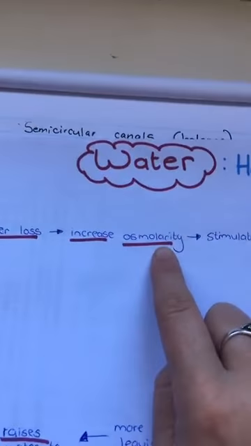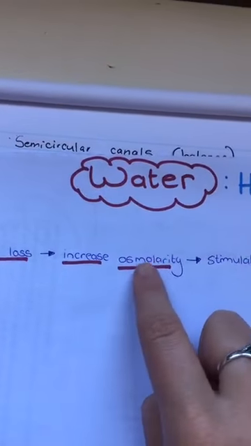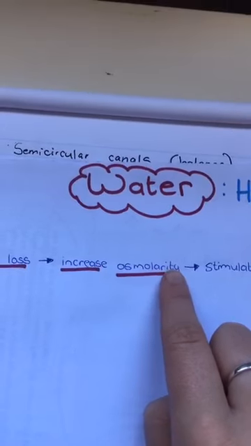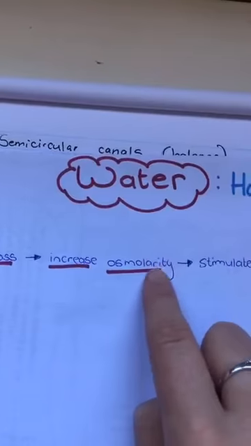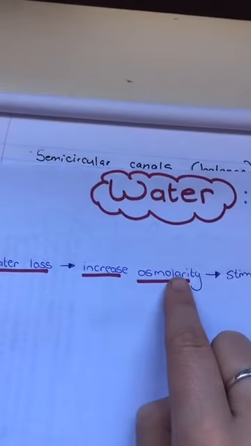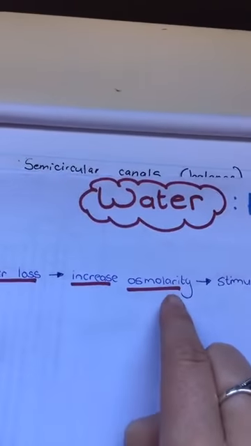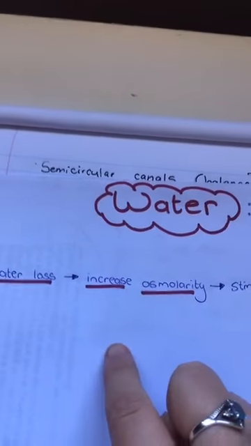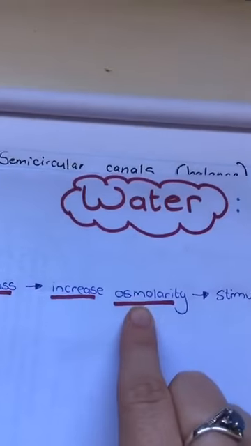Now, the excessive water loss leads to an increase in osmolarity. Remember, osmosis means water, but it's not on its own. Osmolarity refers to how many solutes, in other words, how many salts are dissolved in the water. So if there's an increase in osmolarity, that means that there's an increase in the amount of salt in proportion to the water in your blood. In other words, your blood is getting really salty, okay?